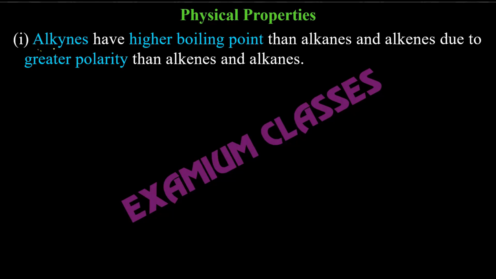Why am I saying that alkynes have greater polarity when these also have just carbon and hydrogen? In case of alkanes also, we have only carbon and hydrogen. In case of alkenes also, we have just carbon and hydrogen. So can anyone tell me why polarity will be higher in this case? Anyone? And I'm telling you, you know it. The only thing is that you will not be able to link that knowledge to explain this.